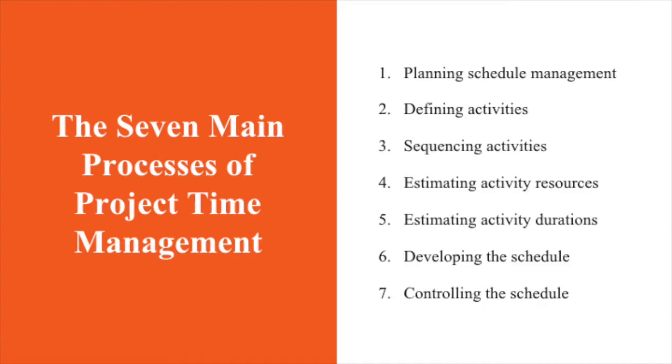timely manner. These 7 processes are planning schedule management, defining activities, sequencing activities, estimating activity resources, estimating activity durations, developing the schedule, and controlling the schedule. Each of these processes will be explained throughout the video as we continue our discussion on project time management.